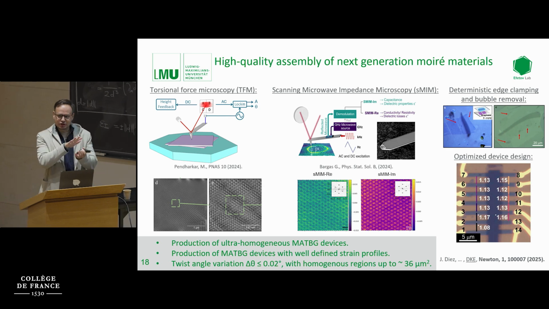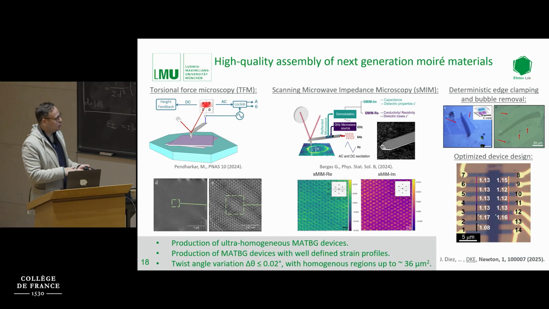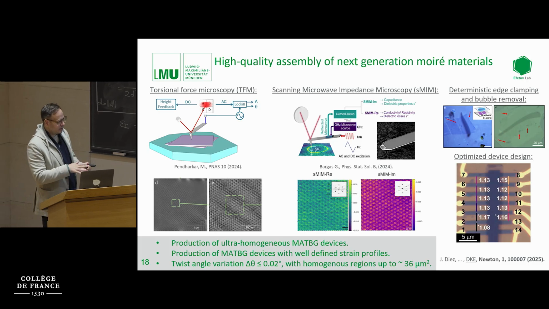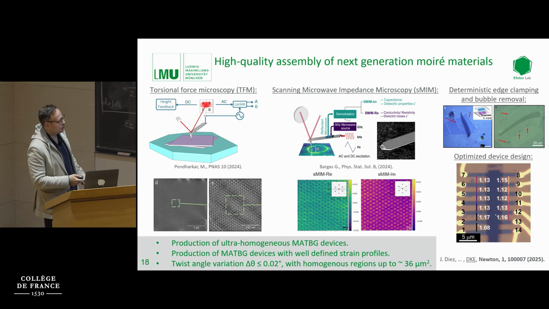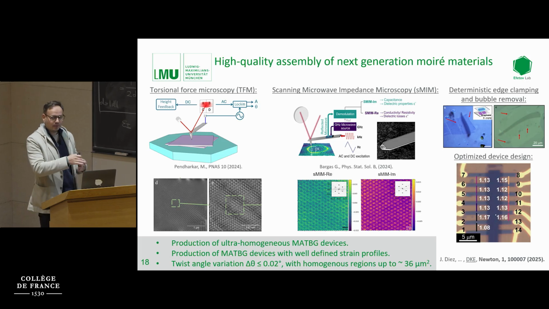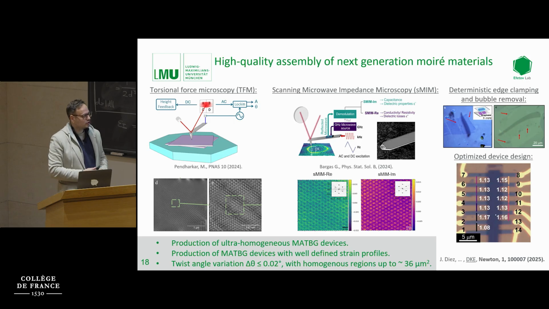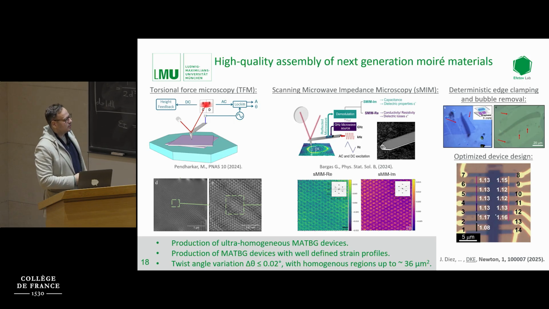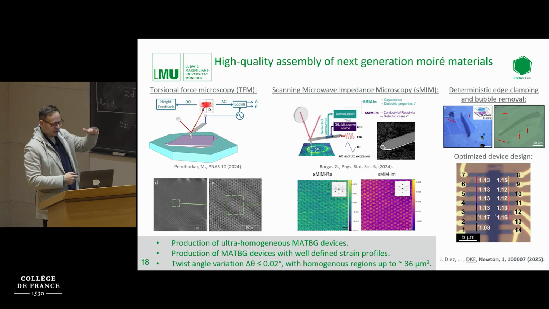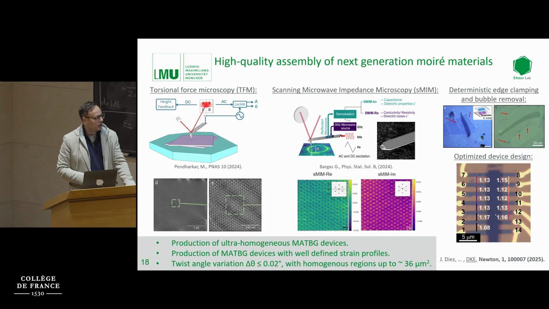It's hard to hit the magic angle directly. So basically, over the years, we had to improve the fabrication protocols. For example, we edge clamp devices. We remove bubbles that appear when you glue these layers together, which gives us much more reliable stability and allows us to really lock the twist angle at exactly 1.1 degrees.